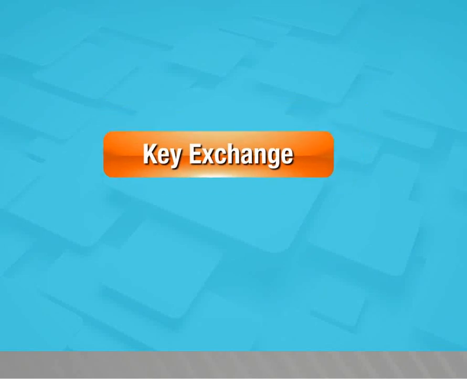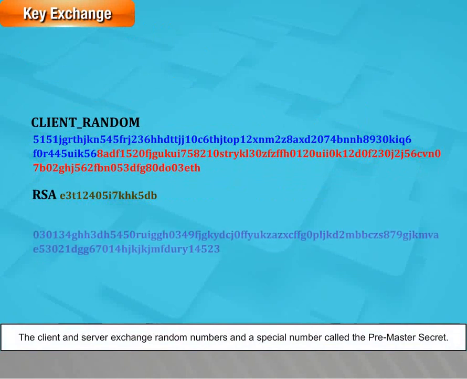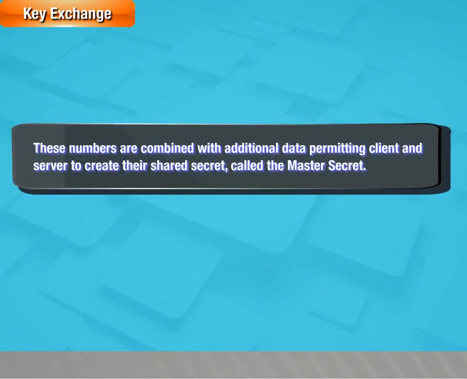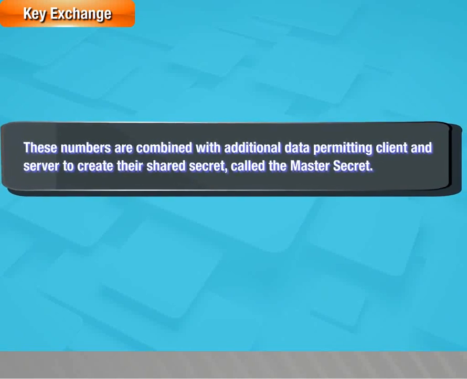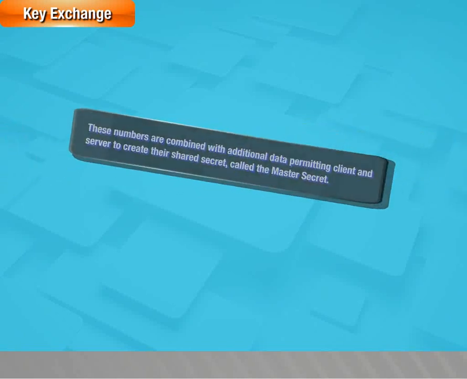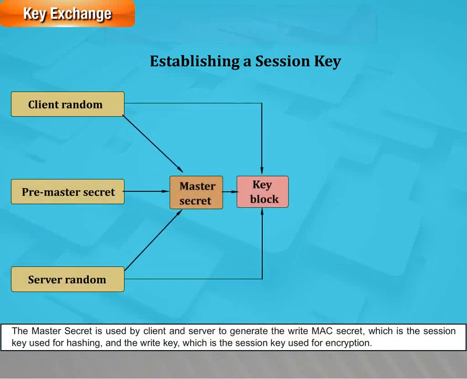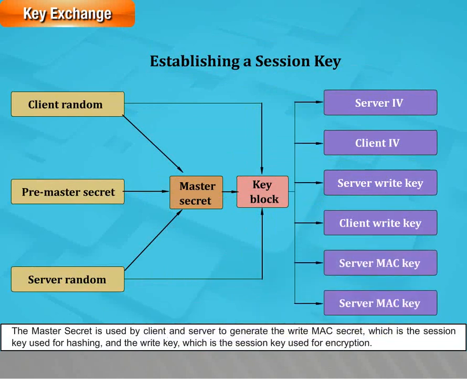Key exchange. The client and server exchange random numbers and a special number called the pre-master secret. These numbers are combined with additional data, permitting client and server to create their shared secret called the master secret. The master secret is used by client and server to generate the MAC secret, which is the session key used for hashing, and the write key, which is the session key used for encryption.